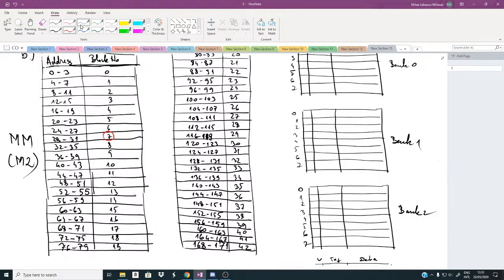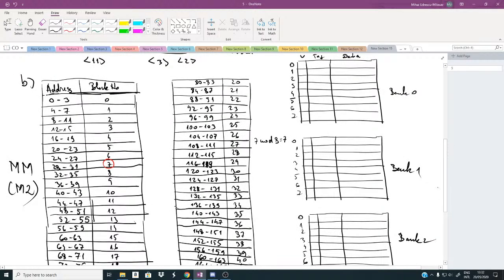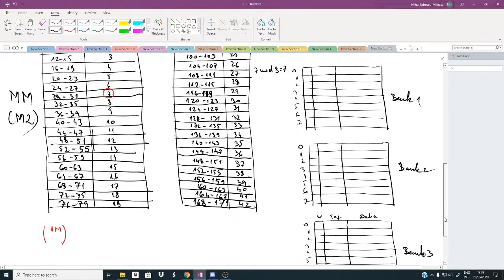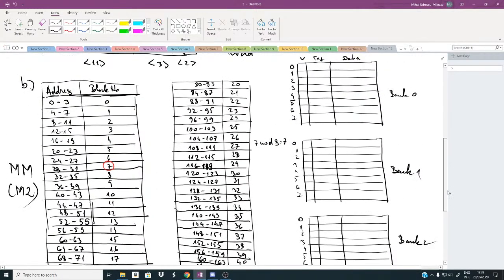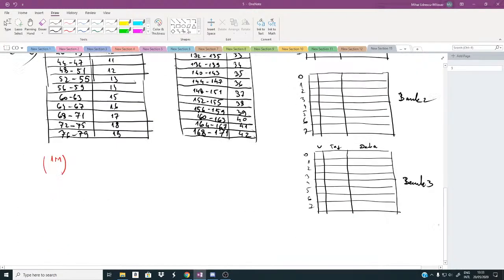Now, where is block number 7 going to be put? Well, you do this: 7 modulo the number of indexes, right? So it's 8. 7 modulo 8, and that is 7, right? So I'm going to put it here. Block number is 7. Okay, when you write it, I'm going to write it here.